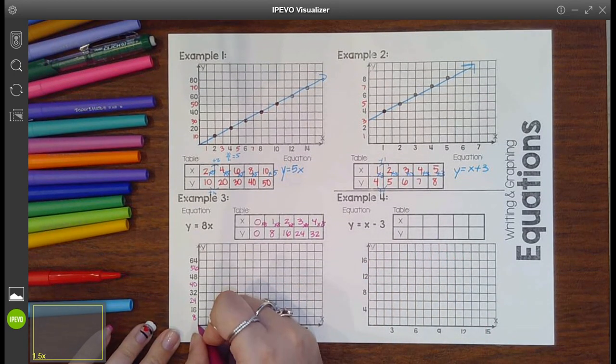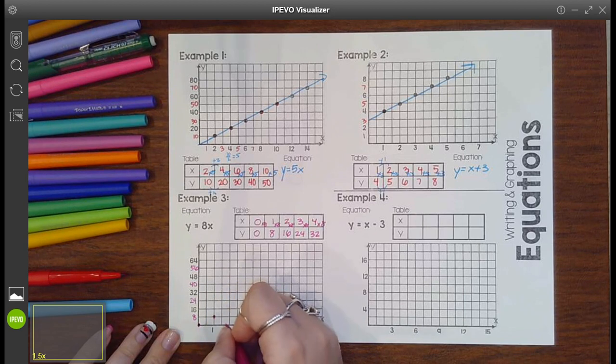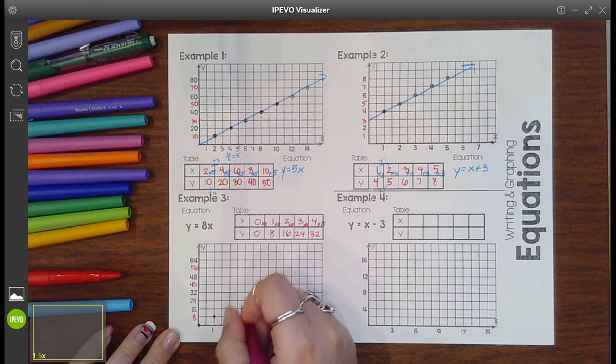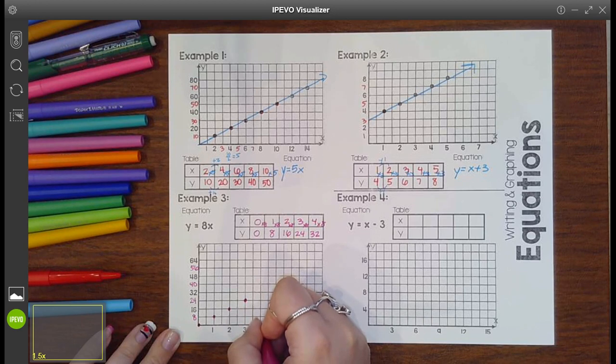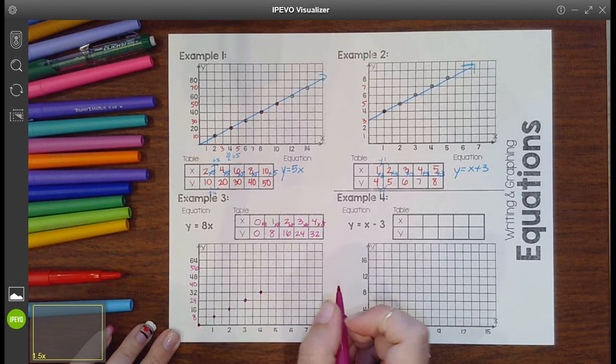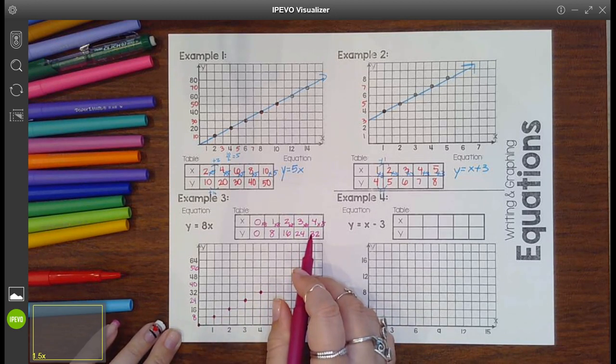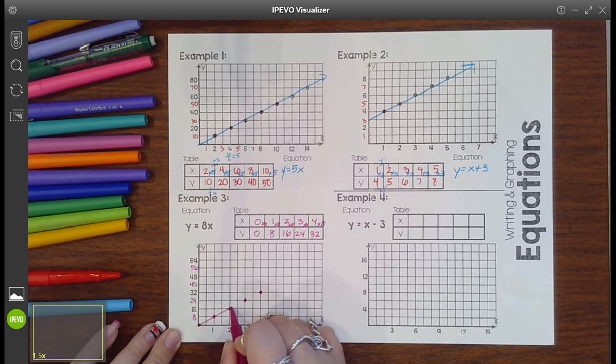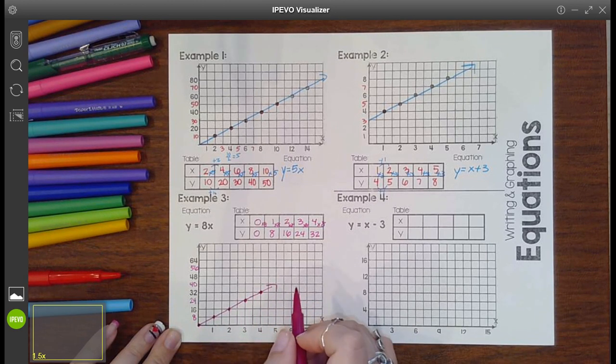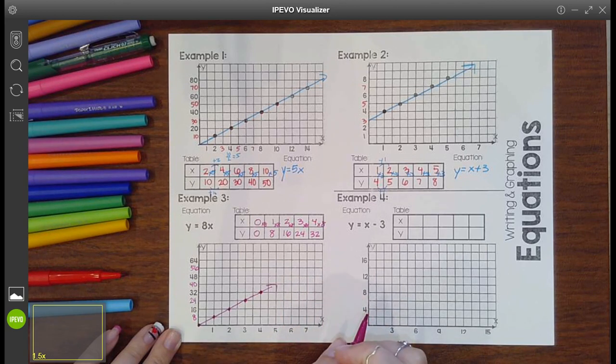So it starts at 0, 0, then it goes over 1, up 8, then over 2, up 16, then over 3, up 24, then over 4, up 32. Okay, so I have all of those points from my table, and now I connect them and they make a perfectly straight line. If when you go to connect them, they don't make a perfectly straight line, you know you did something wrong.